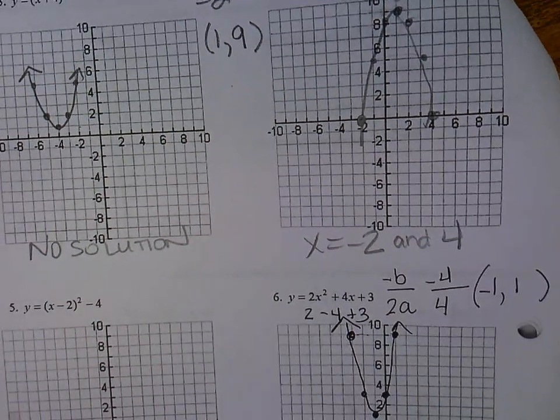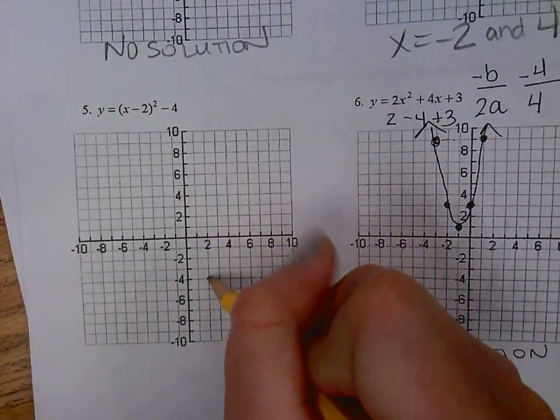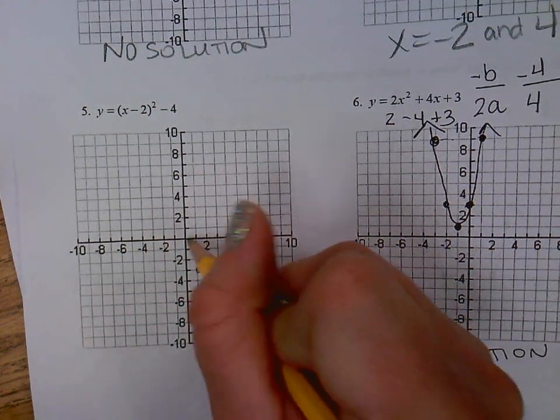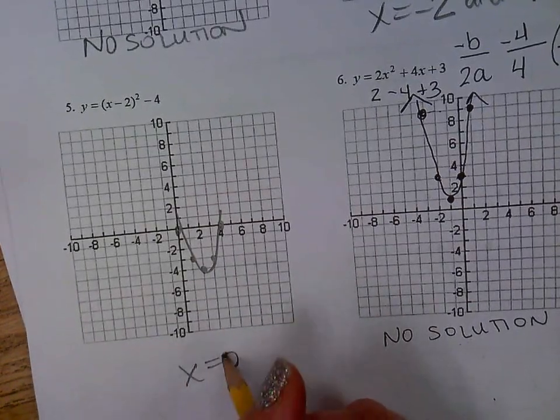Okay, this last one, let's see, right 2 and down 4. So over 1, up 1, over 2, up 4 again. That hits right at what, 0 and 4? X equals 0, x equals 4.